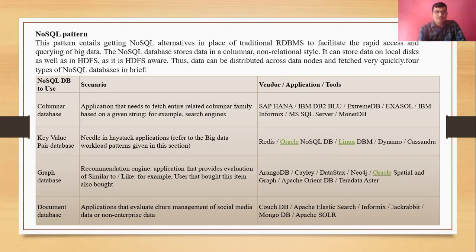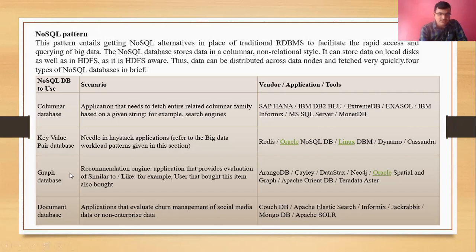Key value pair databases: applications that need hashtag lookups, refer to the big data workload patterns given in the section. Examples are Oracle NoSQL DB, Linux DBM, Dynamo, and Cassandra.